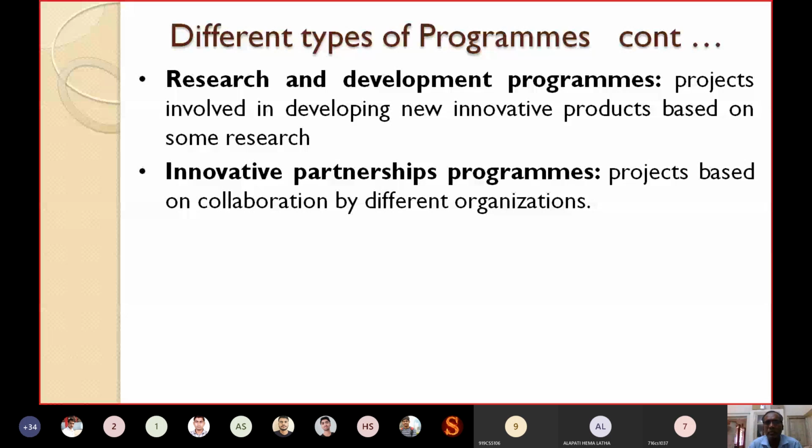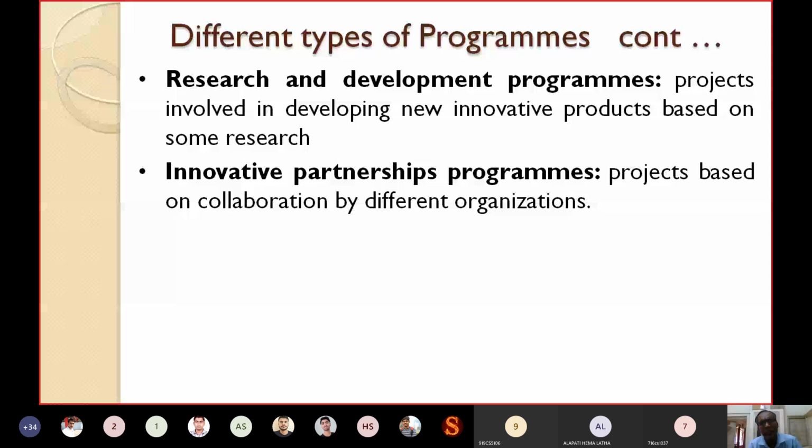So R&D project programs means the projects which are involved in developing some new innovative products based on some research. So those are R&D development programs. Next year you will be assigned these R&D development programs or R&D development projects. These are projects involved in developing new innovative products based on some research.